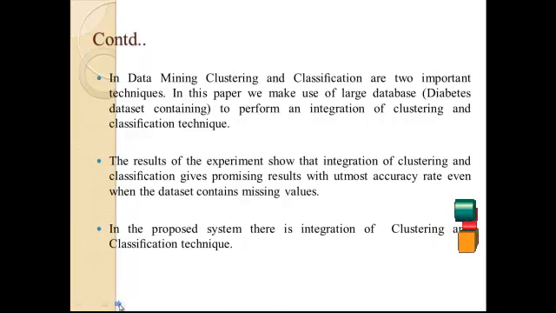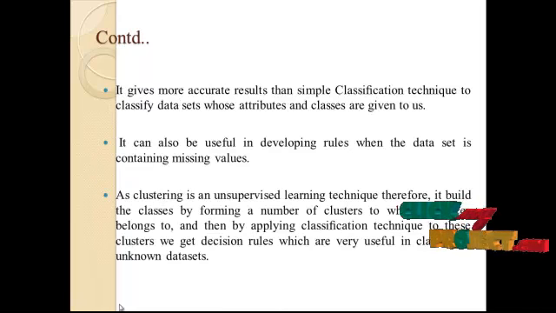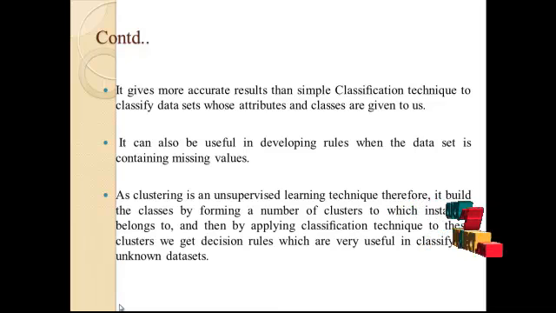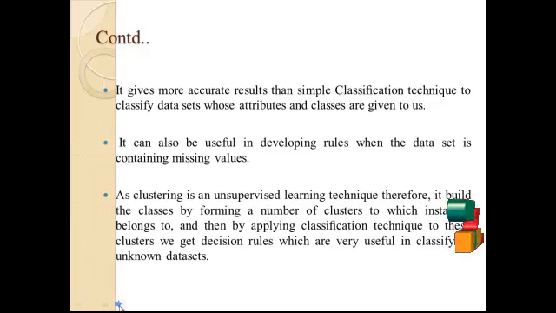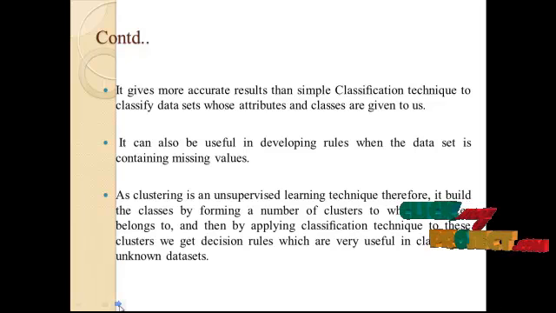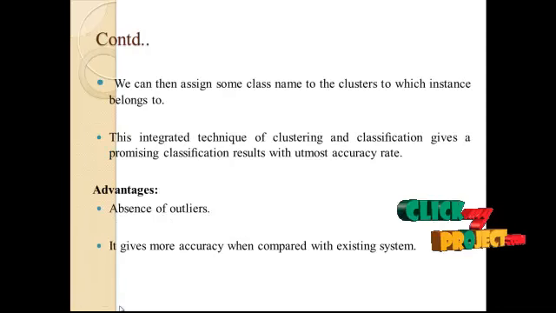In the proposed system, there is integration of clustering and classification technique. It gives more accurate results than the simple classification technique to classify data sets whose attributes and classes are given to us. It can also be useful in developing rules when the data set contains missing values. As clustering is an unsupervised learning technique, it builds the classes by forming a number of clusters to which instances belong, and then by applying classification technique to these clusters we get precision values which are very useful in classifying unknown data sets.